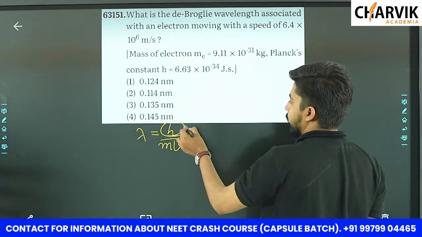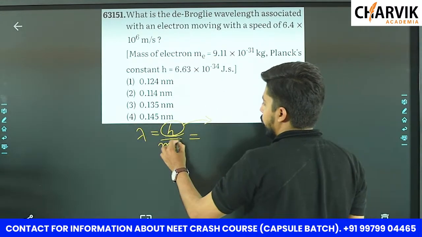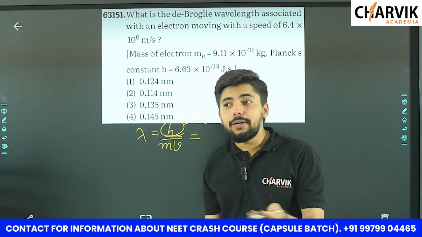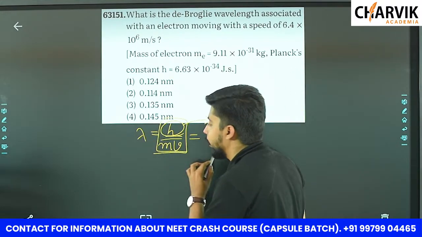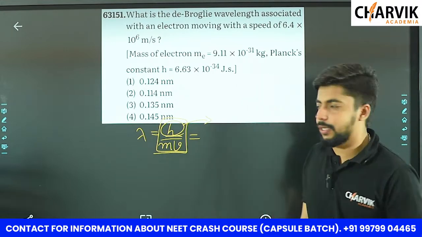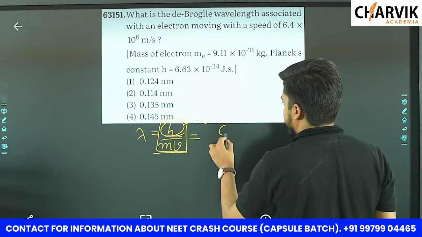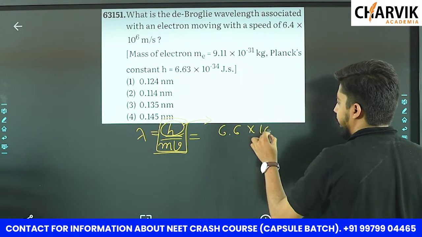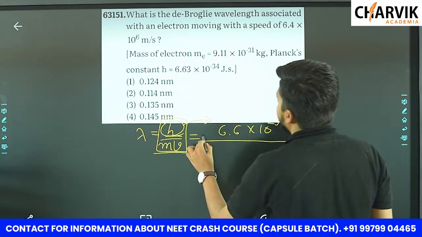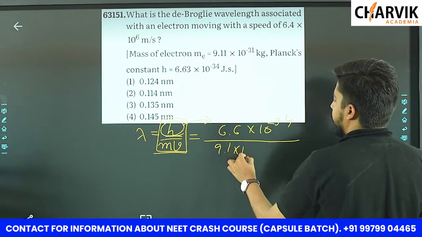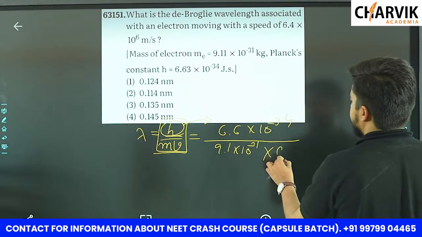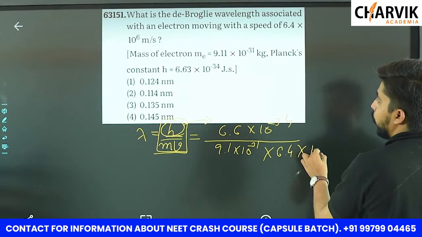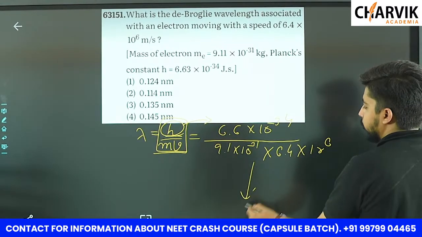So I was saying that if you do not remember the value of h, even that is given in the question. You just need to remember this small formula and you can grab the mark of this question. We all know that the value of the Planck constant is 6.6 into 10 raised to minus 34, divided by mass, which is 9.1 into 10 raised to minus 31, into velocity. What is velocity? It is 6.4 into 10 raised to 6. Again, it was a very simple question.